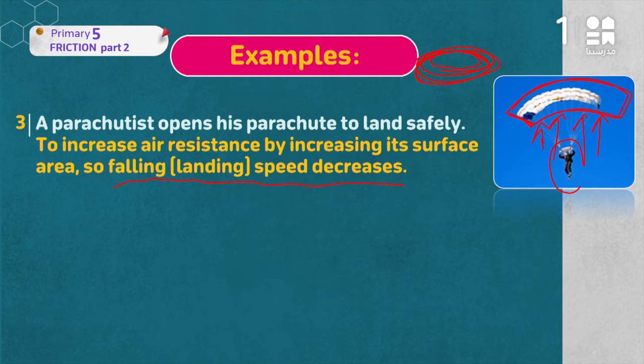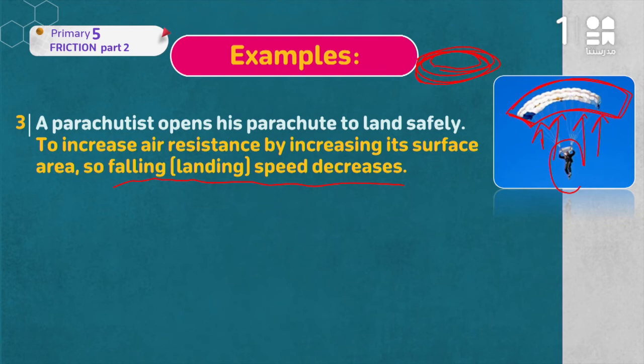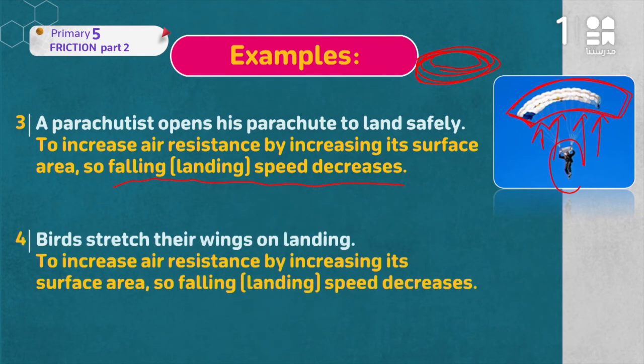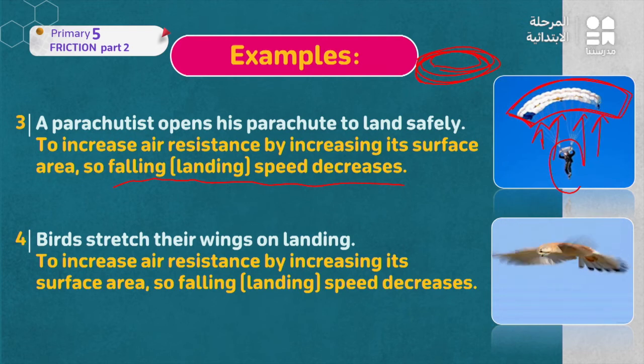يبقى عندنا هنا a parachutist opens his parachute to land safely. Why? Give reason question. Why? To increase air resistance by increasing its surface area so falling or landing speed decreases. نفس الفكرة مع البيردز. Birds أو bats. Birds or bats stretch their wings on landing. يا ترى ليه بيفردوا their wings on landing؟ برضو to increase the surface area. فلما يزودوا surface area the air resistance هتزيد. يبقى to increase air resistance by increasing its surface area so falling or landing speed decreases.